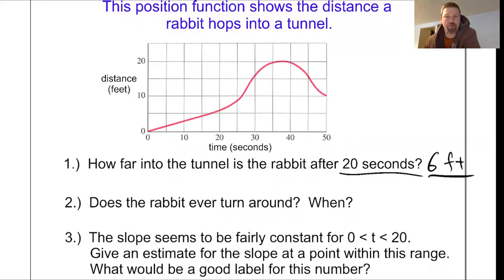Does the rabbit ever turn around, and when? The answer is yes, right about there. Let's call that 37.5 seconds. You could have said 37 or 38, but somewhere around there. I'm going to say 37.5 seconds.